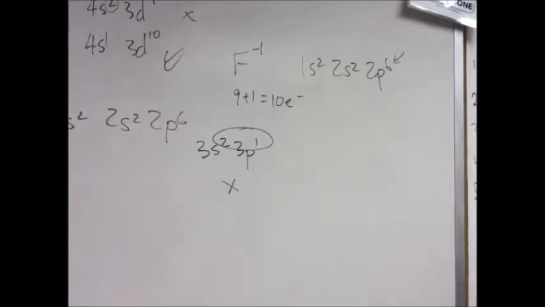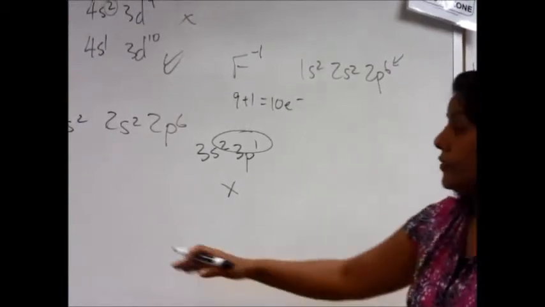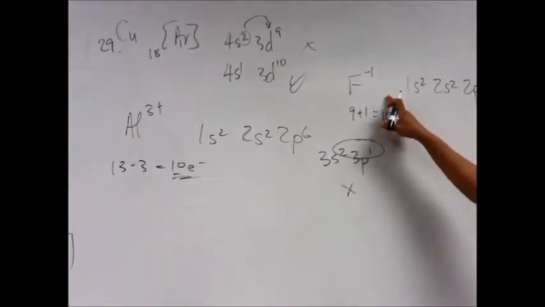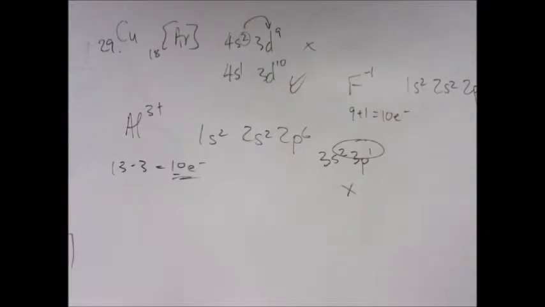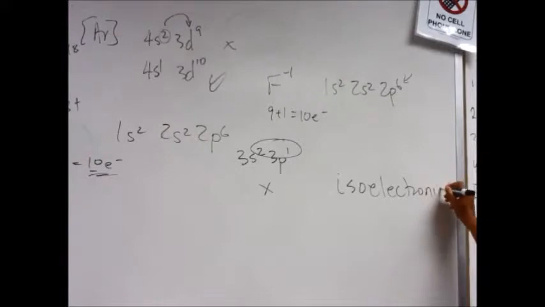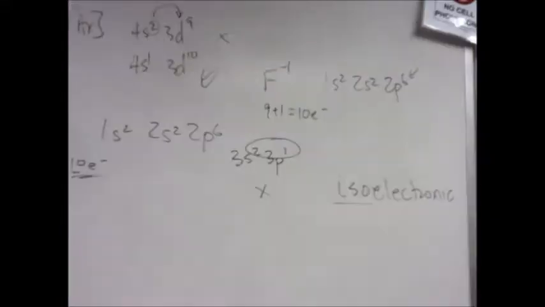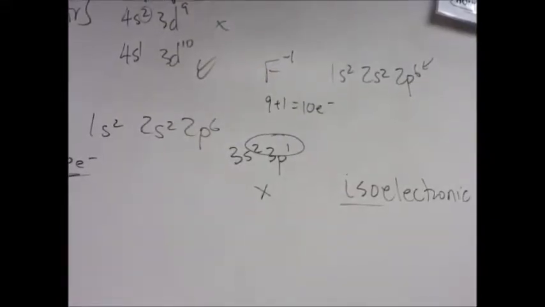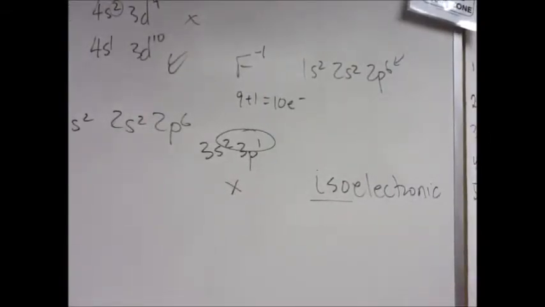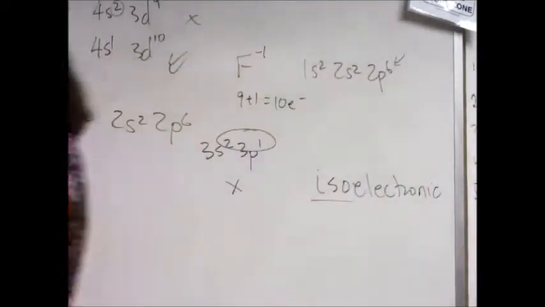Now, one term that is kind of an important one here, if you see aluminum ion, 10 electrons, fluoride ion, also 10 electrons, and then neon is also 10 electrons, right? These are all the same number of electrons. These are called isoelectronic. Iso meaning the same, same number of electrons. So these are isoelectronic species when they have the same number of electrons by the way of giving, taking, or not doing anything. So that's one term that's kind of key.